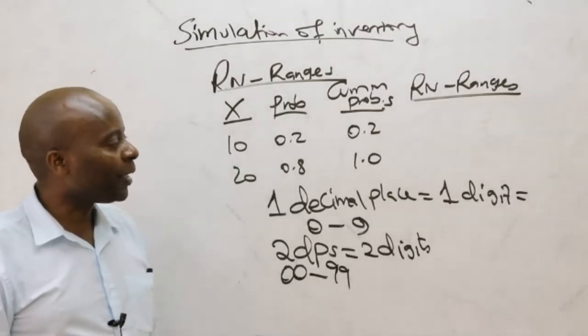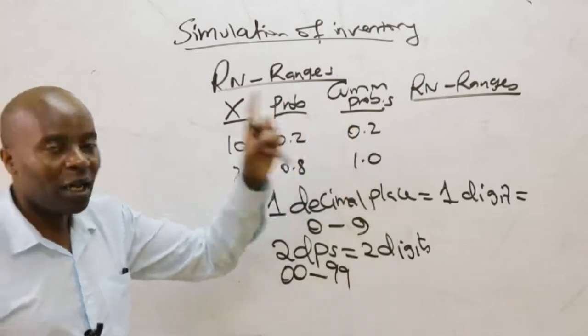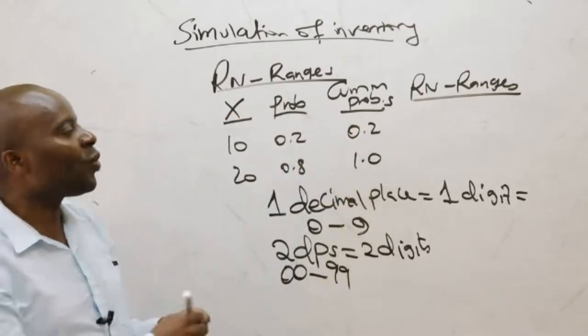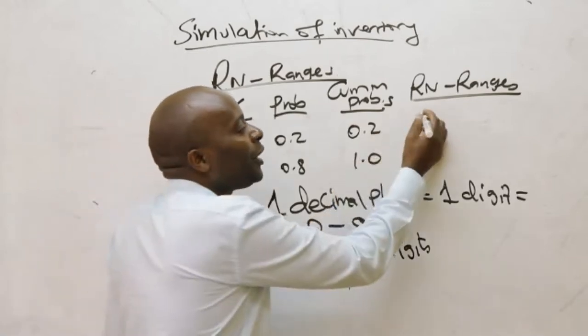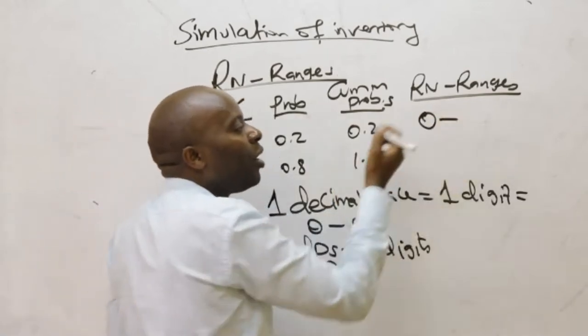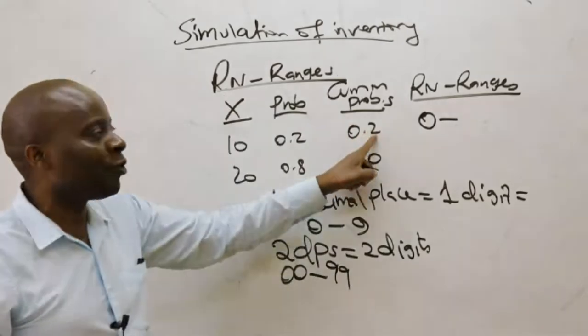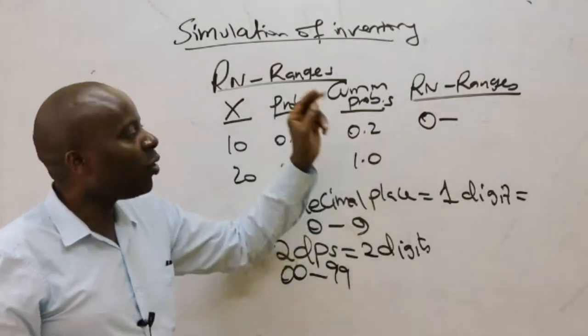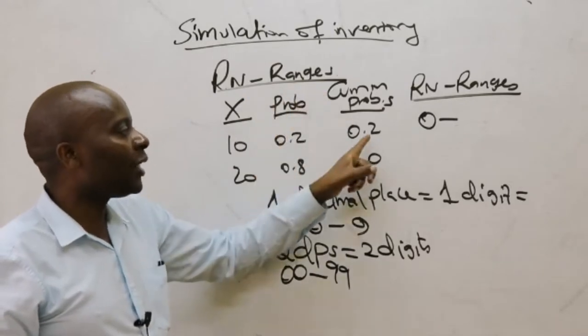Now, ladies and gentlemen, if you look at the question that we have here, we have a single decimal place. If it's one decimal place, then we shall do it this way. We'll take 0 all the way to the upper limit, so it will be one digit. How do we get the upper limit here?